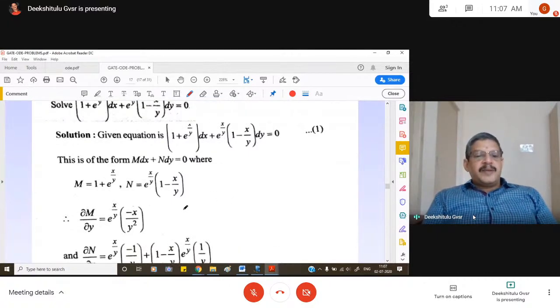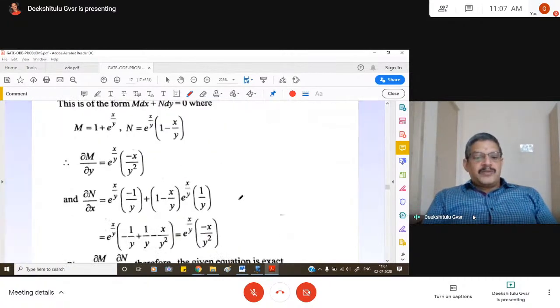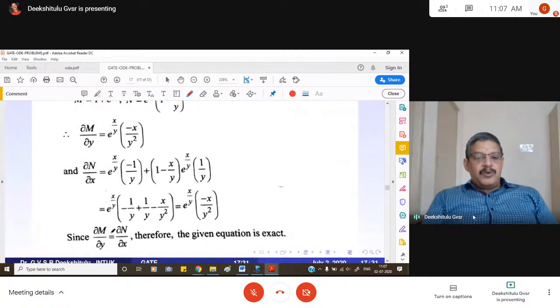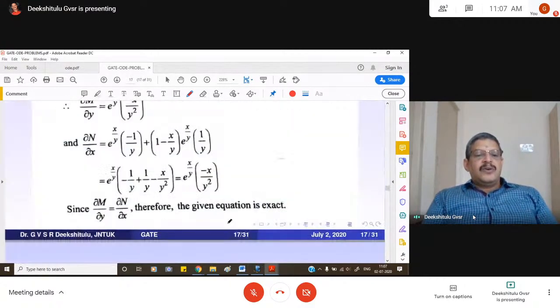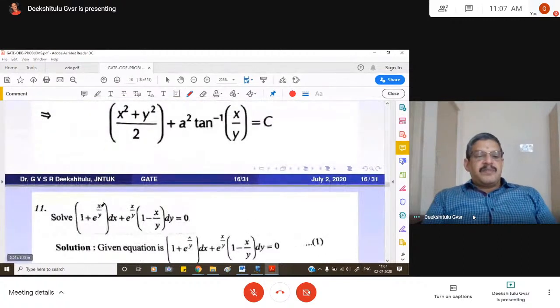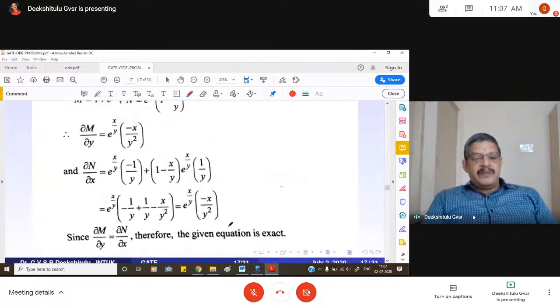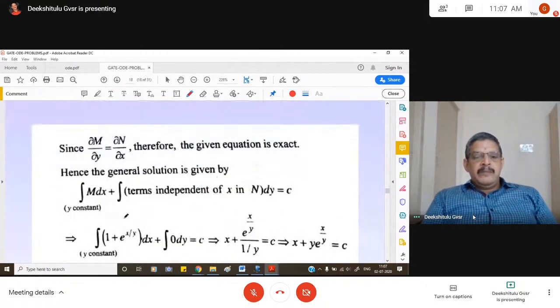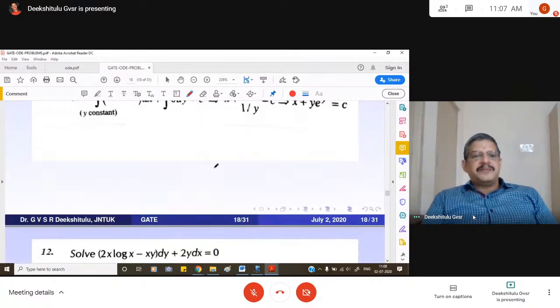So dou M by dou y is so and so, dou N by dou x is so and so. So dou M by dou y is equal to dou N by dou x, therefore the given equation is exact. So integral M dx plus integral of terms independent of x in N, there are no terms. You have 0 here. So integral of 1 plus e power x by y dx is equal to c. That's what you get.